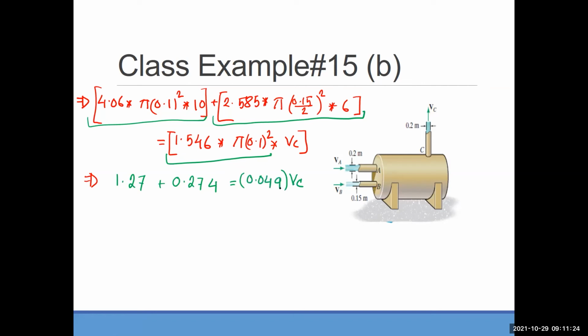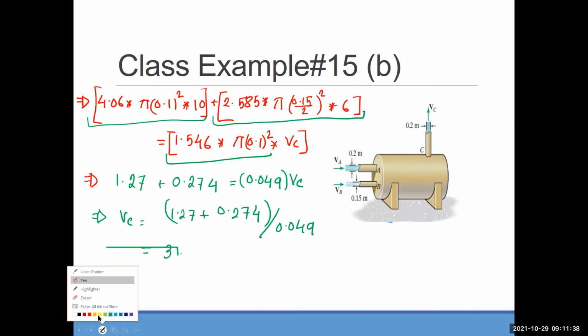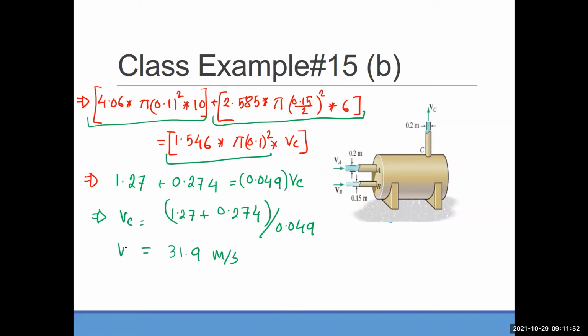49. Okay, so the VC is 1.27 plus 0.274, 0.049. If you do the calculation properly, you should get something around this number, maybe a little bit less or more than that. And since it's a velocity in SI system, what will be the unit? Meters per second, yes. So that was the answer for class example 12B.